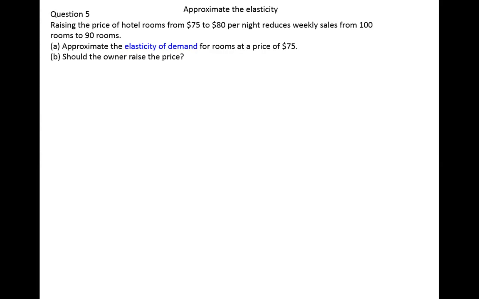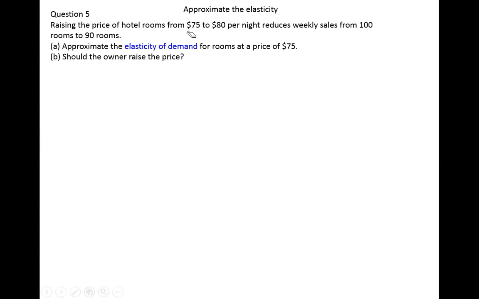That's what we have. Raising the price of a hotel room from $75 to $80 per night reduces weekly sales from 100 rooms to 90 rooms. Yeah, makes sense. If we put the price up, we don't sell as many rooms as we maybe wish. Approximate the elasticity of demand of rooms at the price 75. Should the owner raise the price?